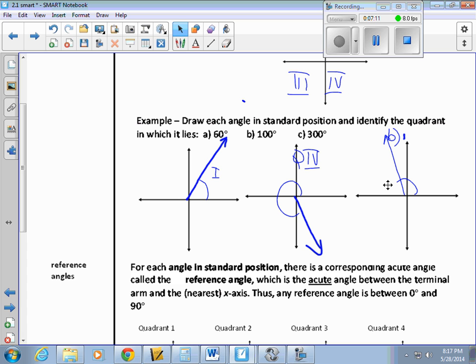Okay. So 100 degrees then would be in quadrant 2. This should be quadrant 1.